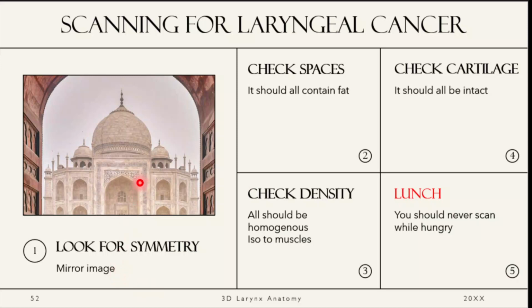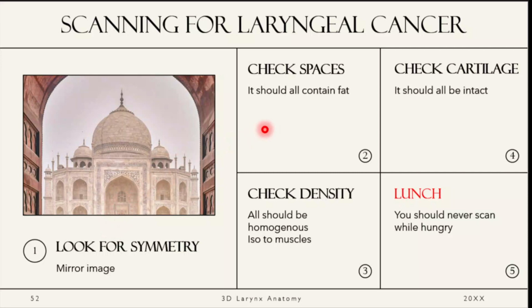This is a beautiful image of the Taj Mahal, and we'll need that image now. We always look for symmetry. What's important about this image is that it's totally symmetrical. What's on the right is also on the left. We look like that. Everything on the right should be a mirror image of everything on the left. So we look for symmetry.